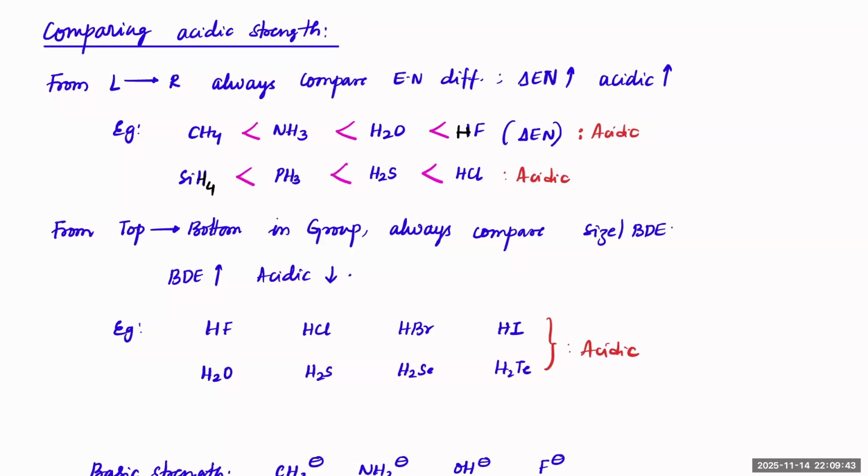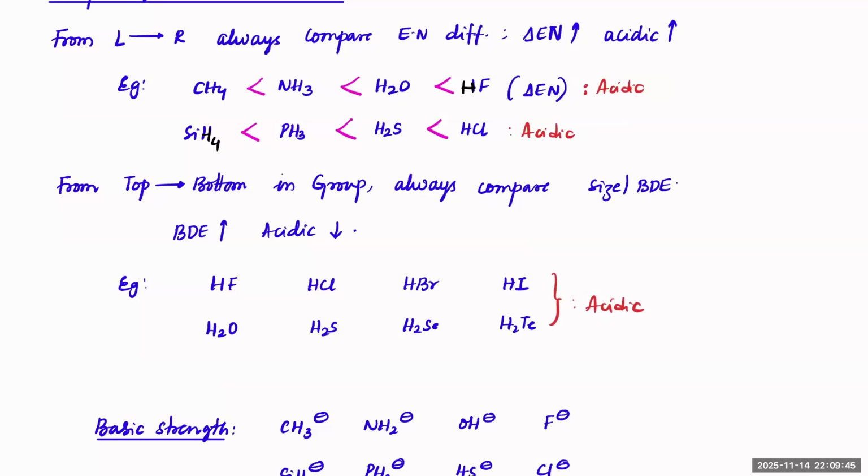Clear? Next, down the group. When you are going down the group, then you will only compare size or bond dissociation energy, everybody. Remember, bond dissociation energy is the most important factor whenever you are going down the group. In periodic properties, every property down the group is explained on the basis of bond dissociation energy. So, if the bond dissociation energy increases, acidic strength decreases.